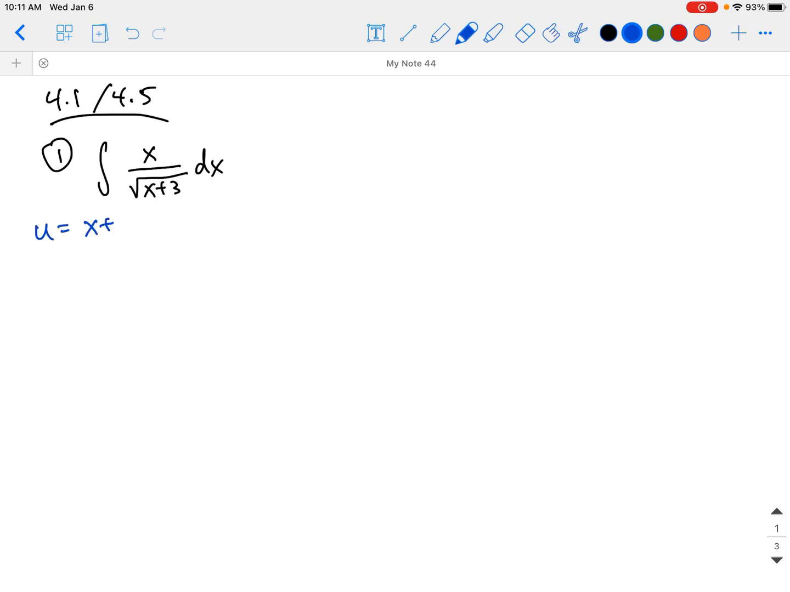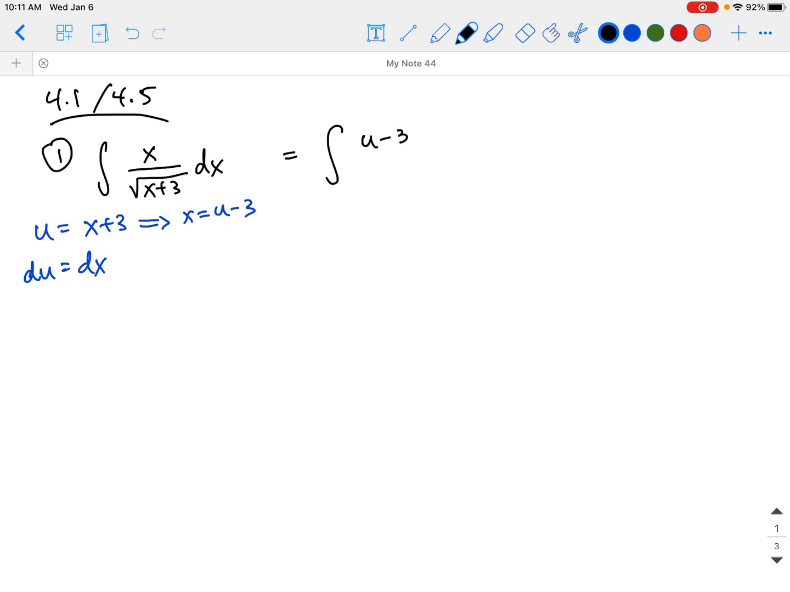So u is going to be x plus 3, obviously. That's our composite piece inside of the square root. And du is going to equal dx. And we still are going to have this x floating around in the numerator, so we're going to want to back substitute and solve for x as well, which means x is u minus 3. So those are our three pieces that we need to substitute here. So let's go ahead and do that.